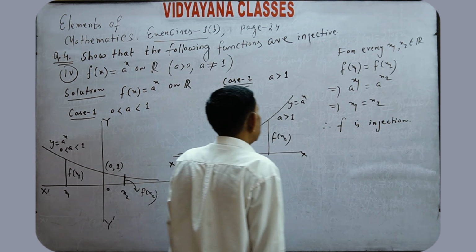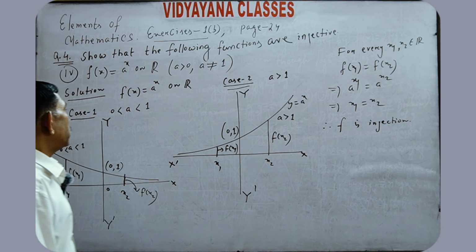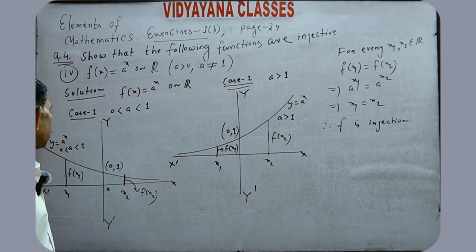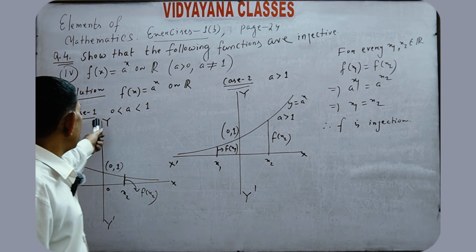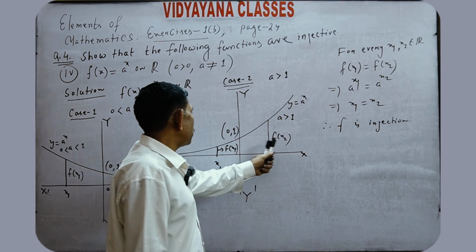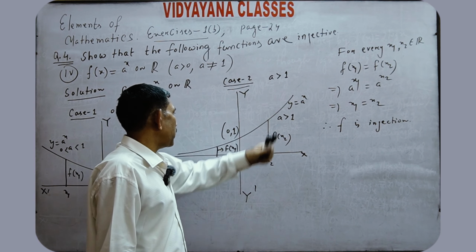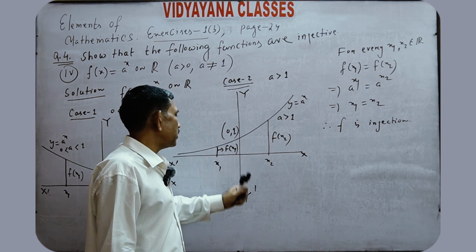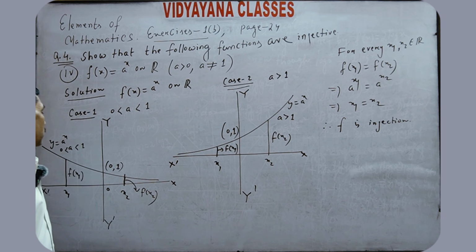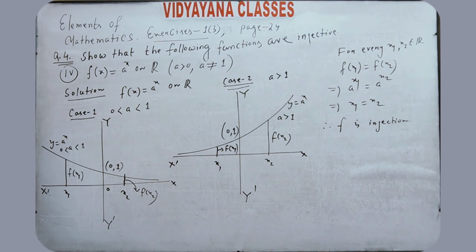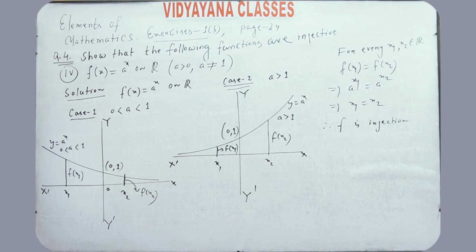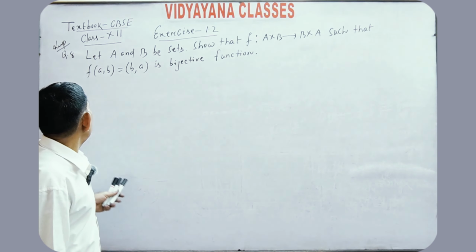Since f satisfies the definition of injective in both cases, that is case 1 or case 2, f(x1) is equal to f(x2) implies two images are same, two objects are same. Clear? So the function is injective. Clear? Okay, note down. Next question.